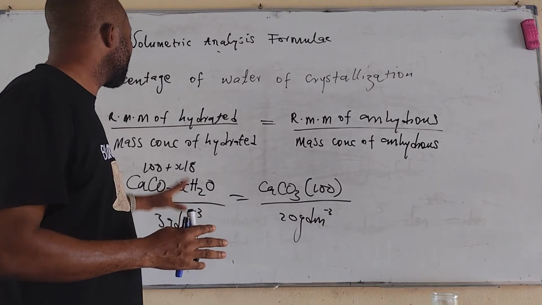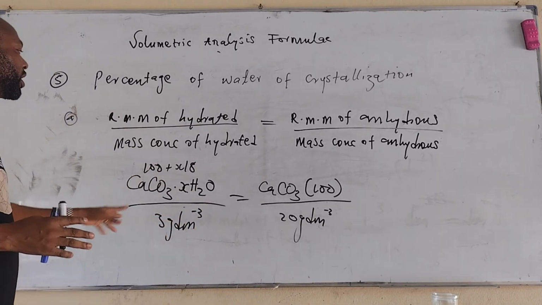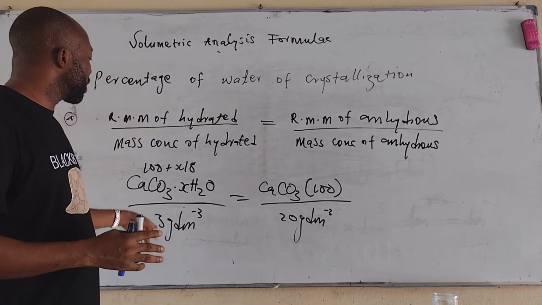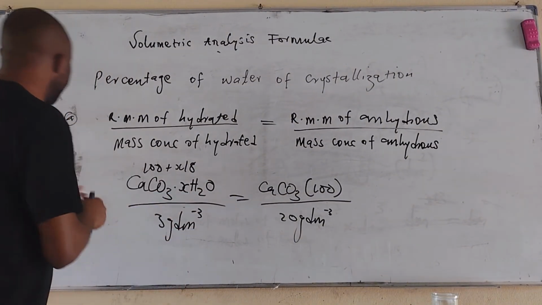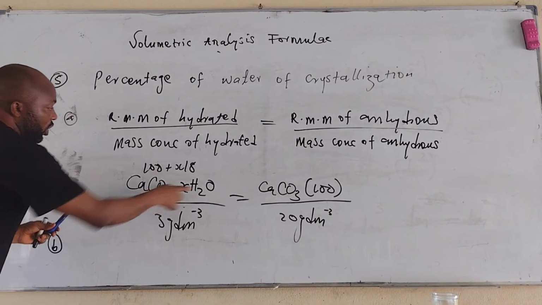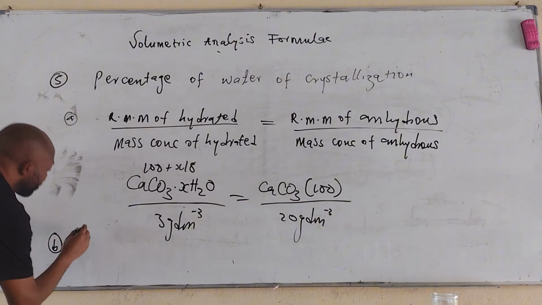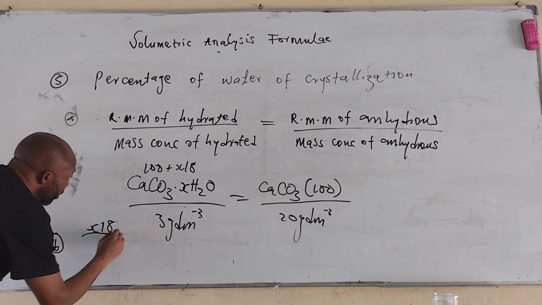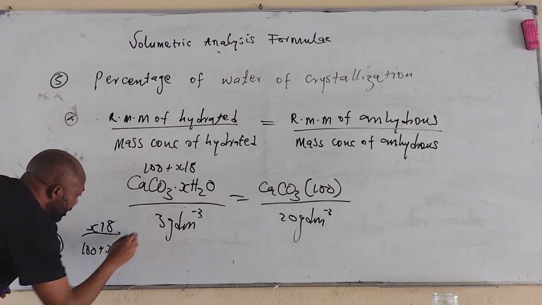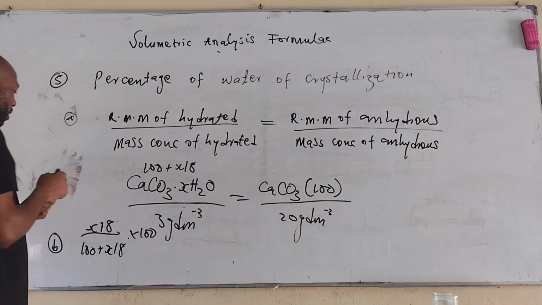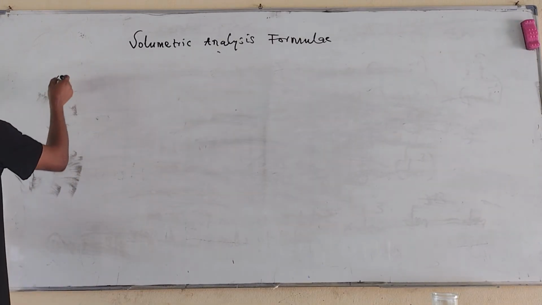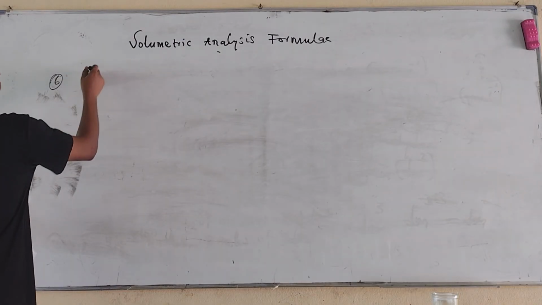Okay, to check the percentage of water of crystallization. So this is A. If this were to be A, my B is to get the percentage of water of crystallization. So the B will become the value of water, which is X18, over the total compound, which is 100 plus X18, times 100. This becomes the percentage of water of crystallization.